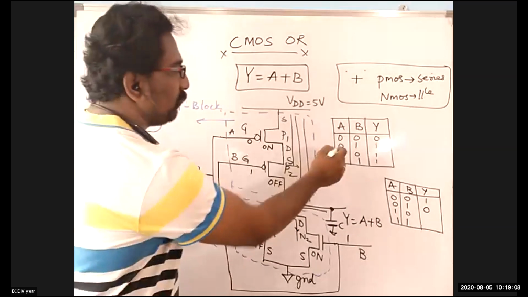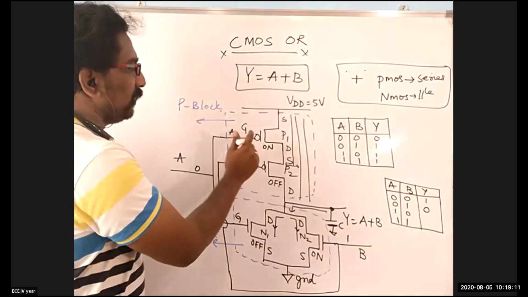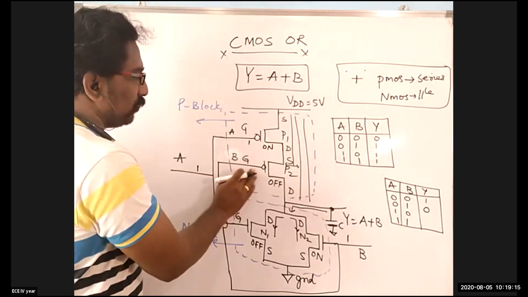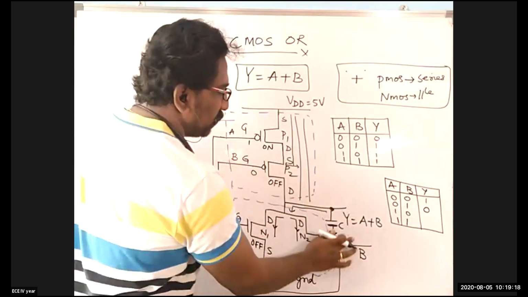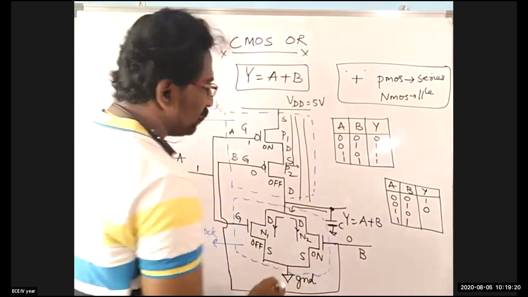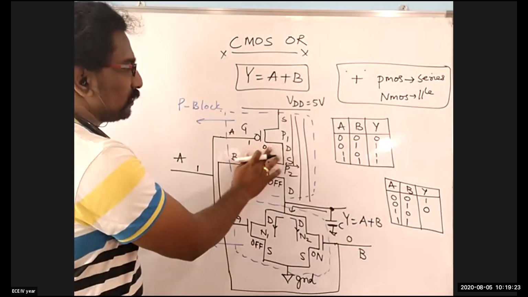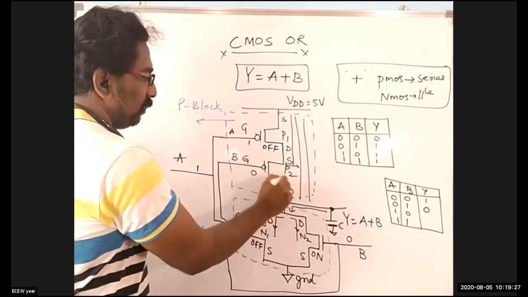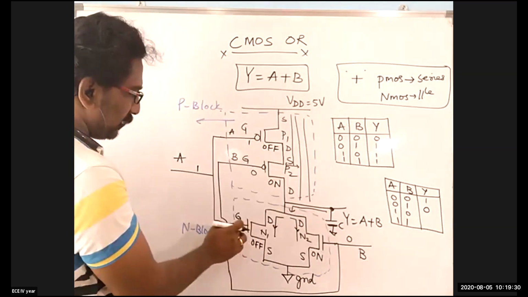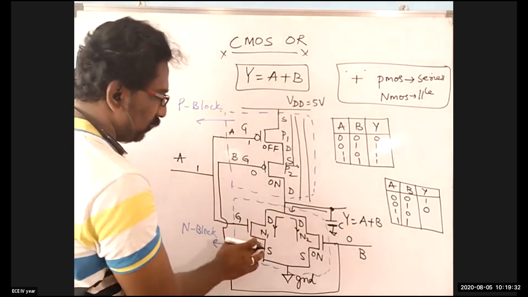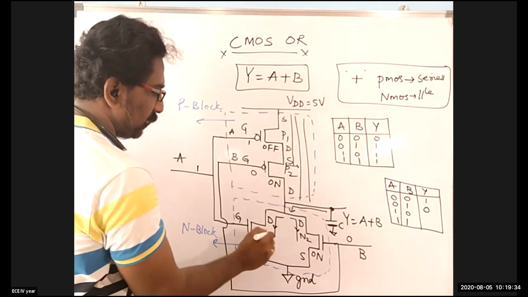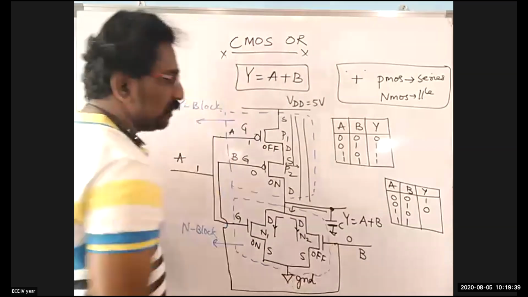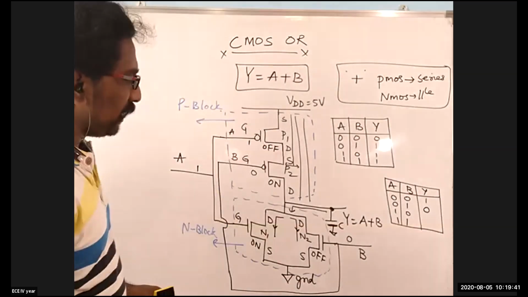Now we'll go for the next state, 1, 0. The third state: if A equals 1 and B equals 0, then we will get the reverse of whatever we saw just now. So now if it is equal to 1, P1 will become off and P2 will become on. And since N1 is connected to A equal to 1, N1 will turn on and N2 will turn off. If N2 is turned off, see what happens.